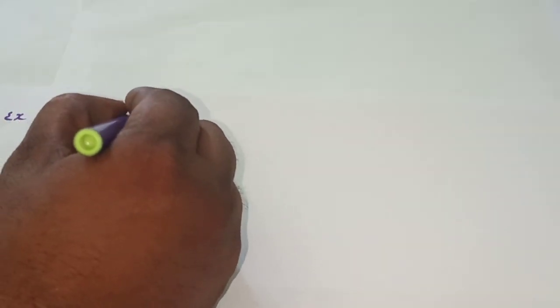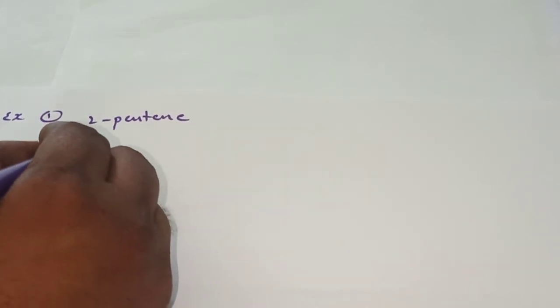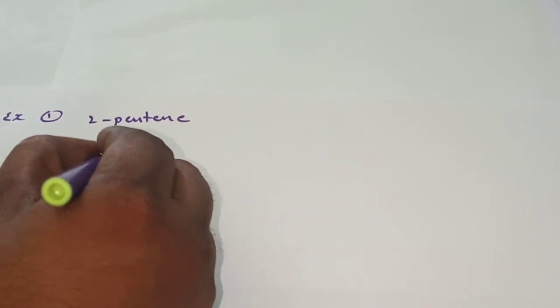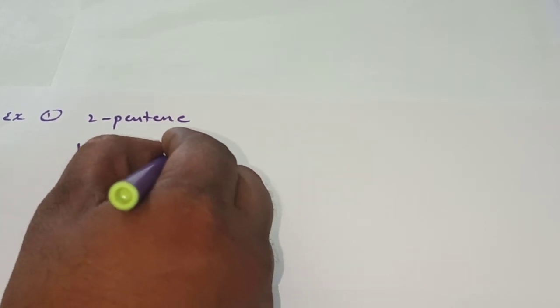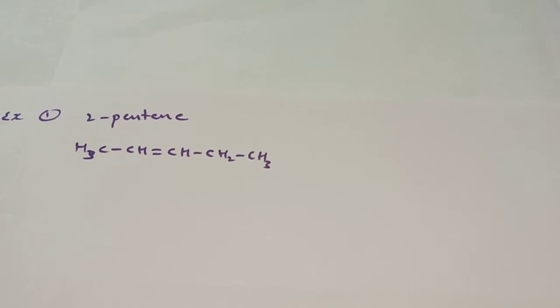Now let us go through some examples. For example, 2-pentene. Suppose the question is: the number of possible geometrical isomers of 2-pentene is what? How to do this? First write its structure. 2-pentene can be written as CH3, CH double bond CH, CH2, CH3. First write the structure.